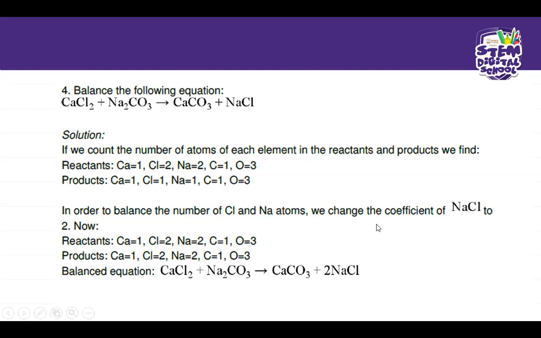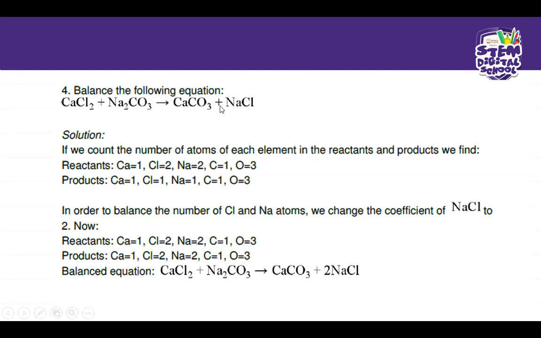So yeah, they've done that. We change the coefficient of NaCl to 2. So that will give us a balanced chemical equation. But don't forget, guys, immediately after you change, for example, now we're going to put a 2 over here.